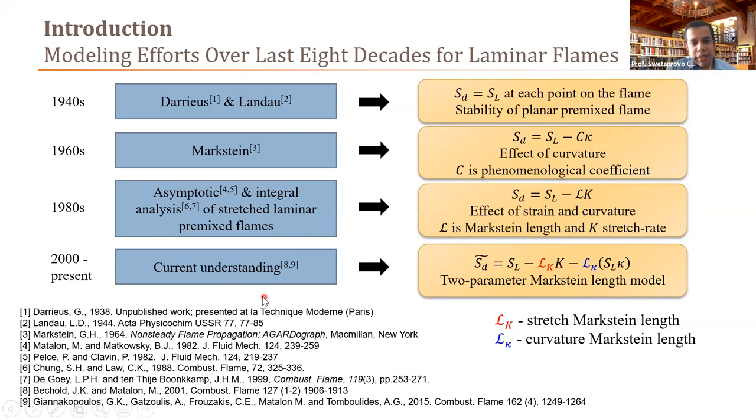But recently it has been suggested that there are actually two Markstein lengths, one due to stretch rate and one due to curvature. This emerges from Bechtold's work and later from Clavin and Graña-Otero's work. So this is the recent understanding: the local flame displacement speed is equal to SL minus a stretch Markstein length times the stretch rate, minus a curvature Markstein length times the unstretched laminar flame speed times curvature. So there are two Markstein lengths. In a spherical flame, these two collapse into one Markstein length, so you cannot distinguish between them.